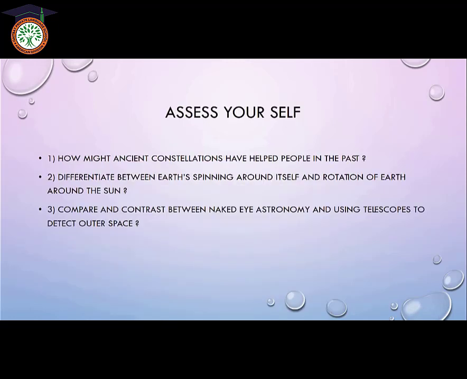You can assess yourself with these questions until the next session. Number 1, how might ancient constellations have helped people in the past? Number 2, differentiate between Earth spinning around itself and rotation of the Earth around the Sun. Number 3, compare and contrast between naked eye astronomy and using telescopes to detect our outer space.